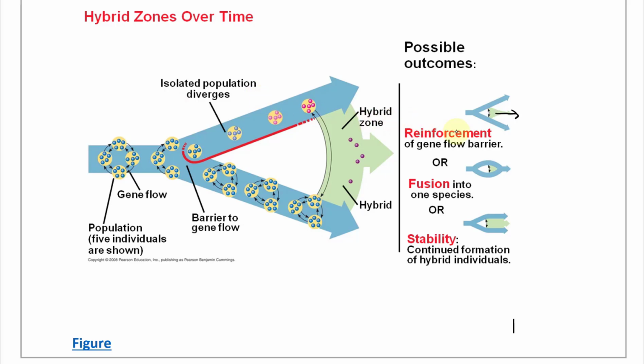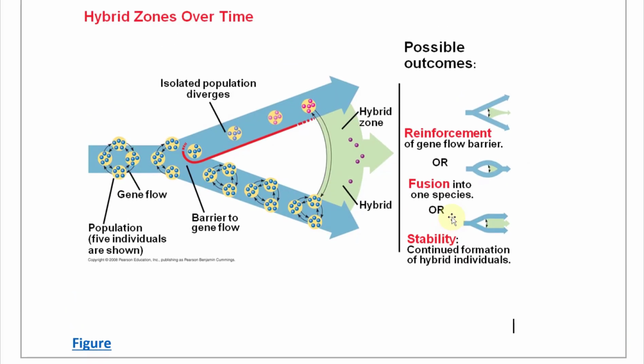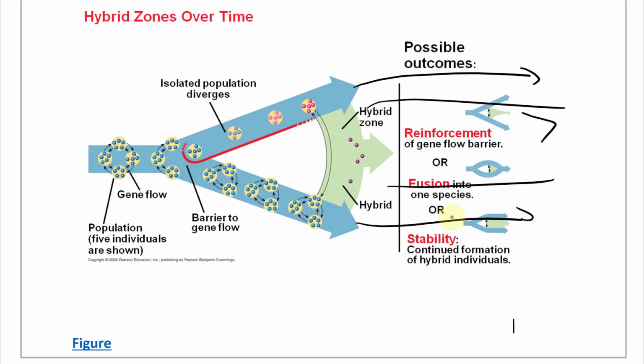So there are no extra hybrids coming in, so less chance of survival over the long term, or fusion into one species. So this can diverge back into itself. So that's one setup with the hybrids, and then you have one species that includes all the hybrids and so on. Or we could have stability, continued formation of hybrid individuals and separations. You could actually have a full separation. It goes parallel, and this one just keeps going. So that is fascinating stuff.